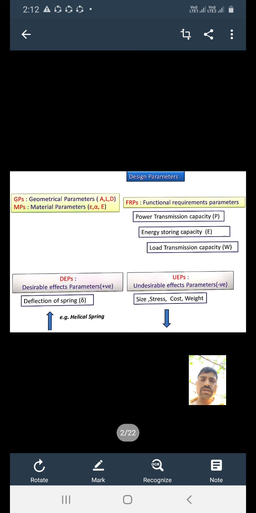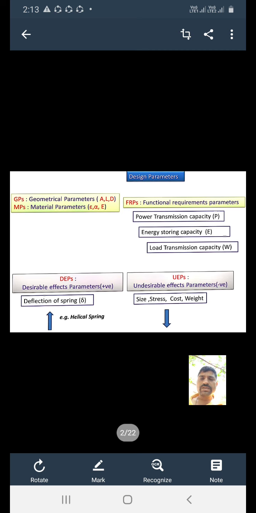Under the functional requirement, examples are the power transmission capacity, denoted by P, then energy storing capacity, denoted by E, and load transmission capacity, denoted by W. These are some examples of the functional requirement parameters, or we can say FRPs.